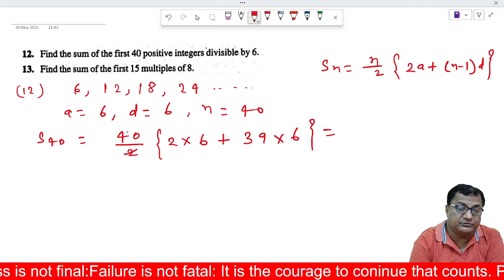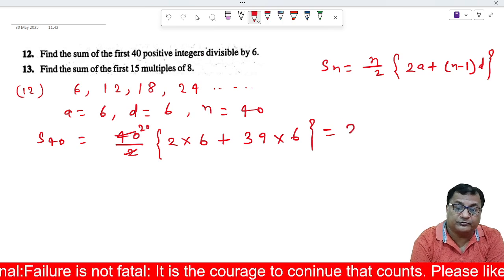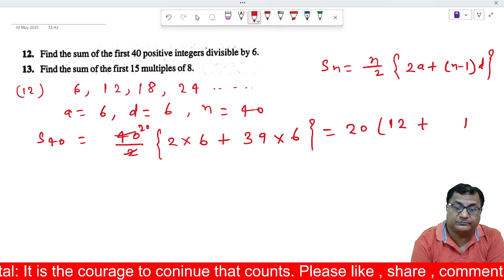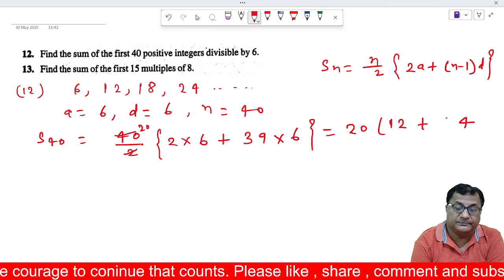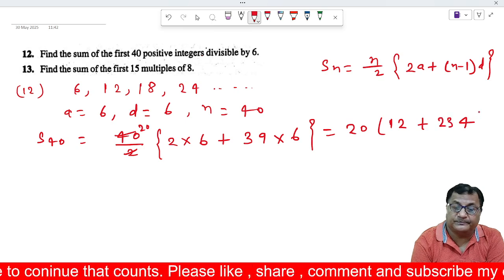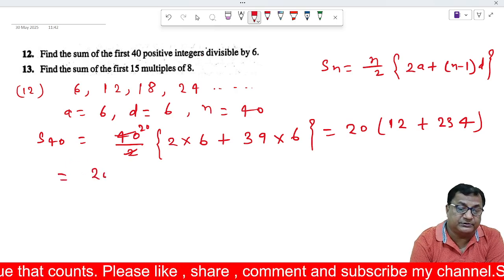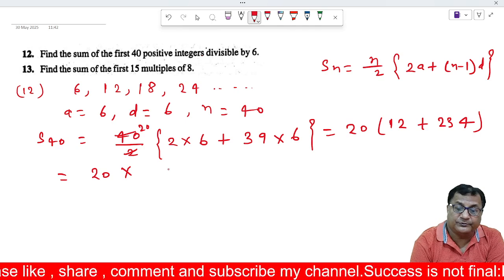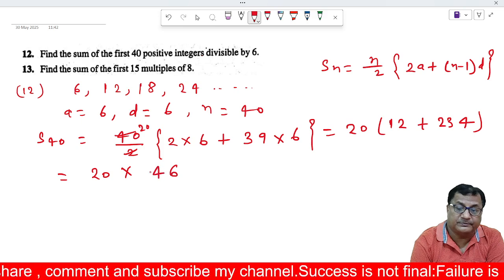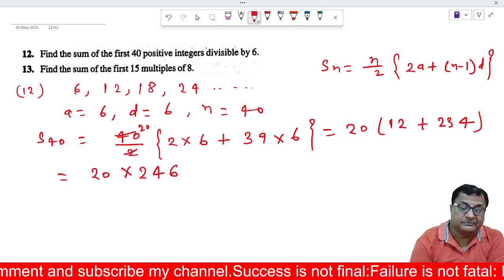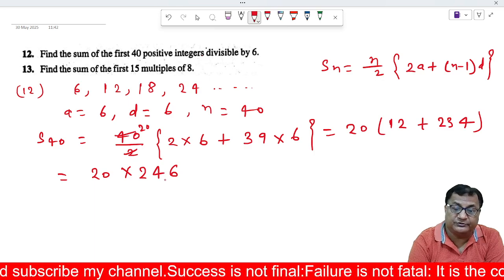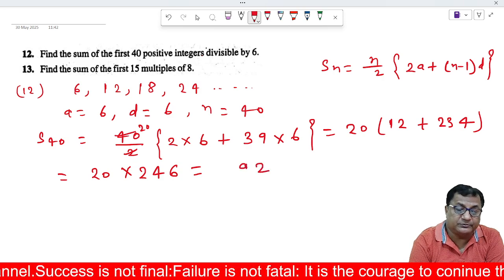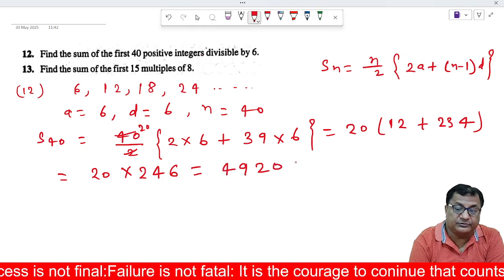So this will be cut to 20. 20 into 12 plus 234. If we add this, 246, now we'll multiply this, 20 into 246 is 4920. So this will be the answer.